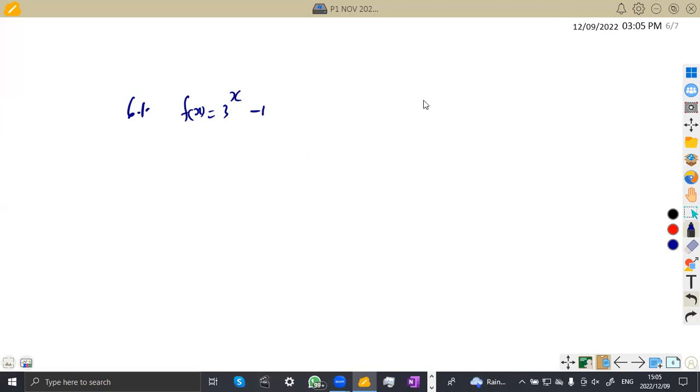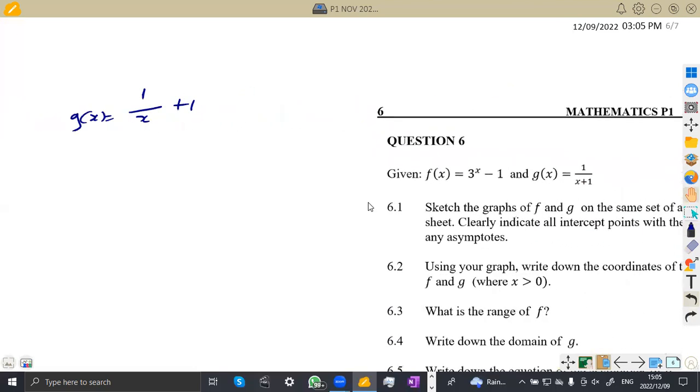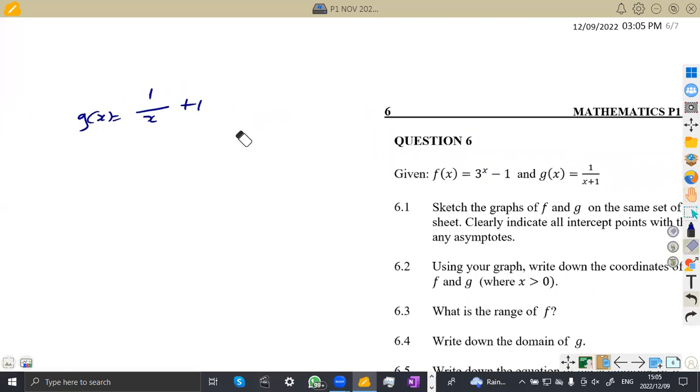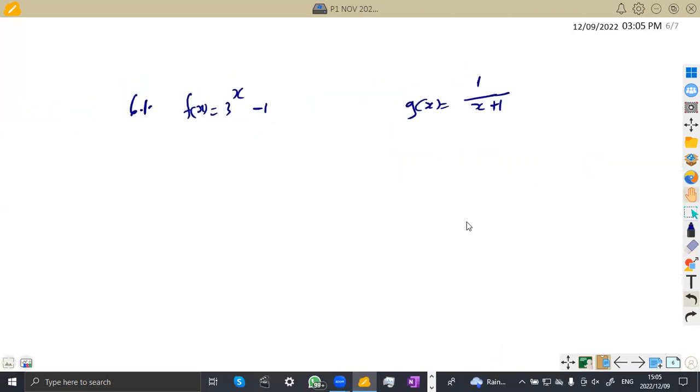And another function was g(x), which is equivalent to 1 over x plus 1. All right, so it's actually in the denominator like this. These are the two functions that you're supposed to sketch.